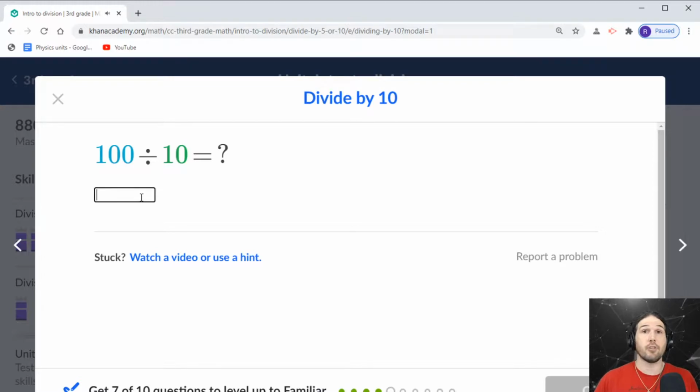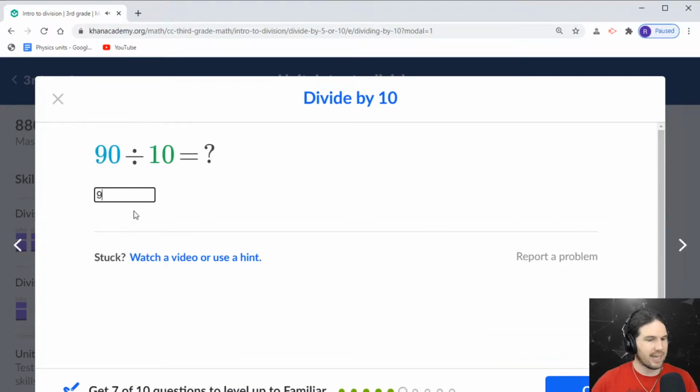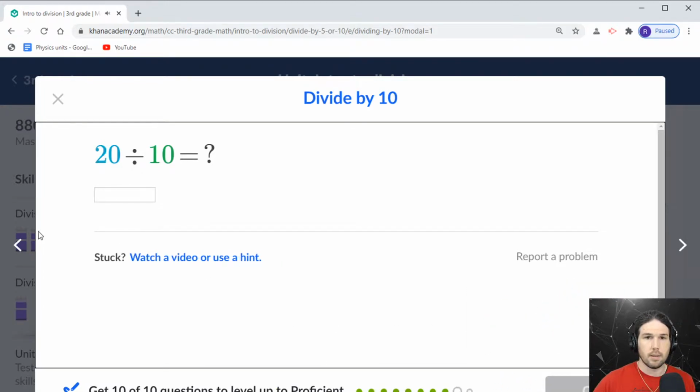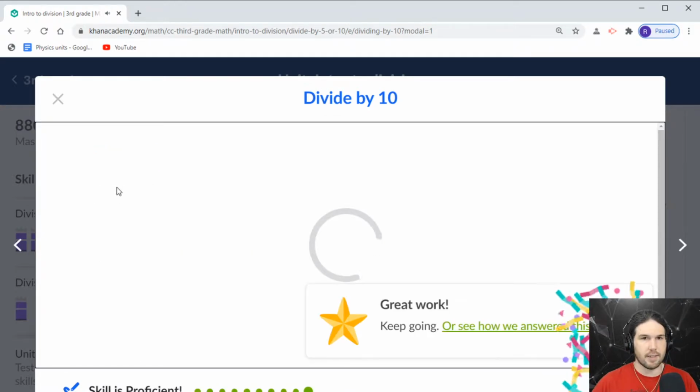100 divided by 10, just take away a 0. And again, this should make sense because if you take 100 and you divide it into 10 groups, each group is going to have 10. 90 divided by 10 is 9. 60 divided by 10 is 6. 10 divided by 10, anything divided by itself is 1. 20 divided by 10 is 2. 70 divided by 10 is 7.